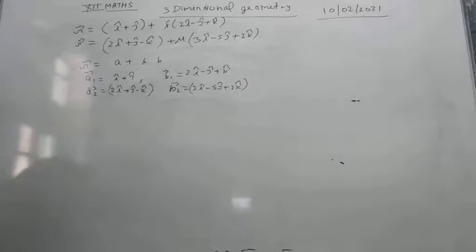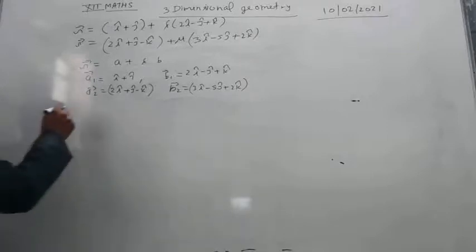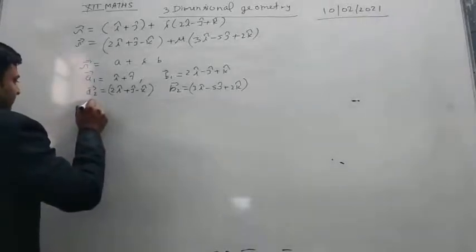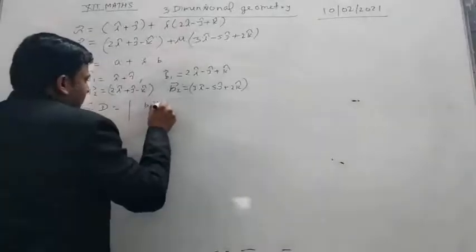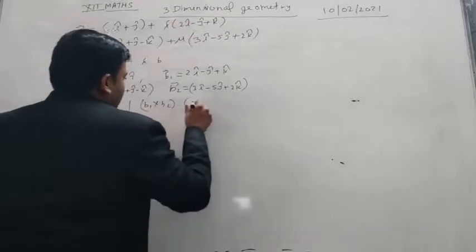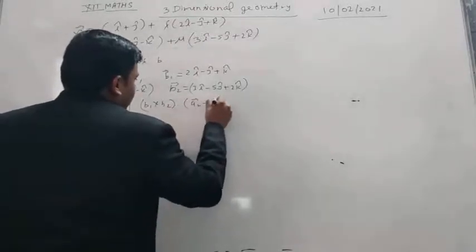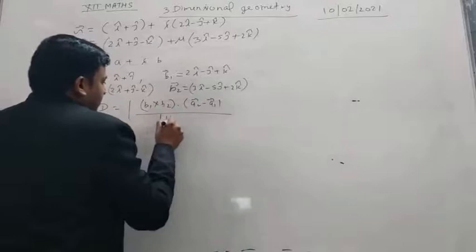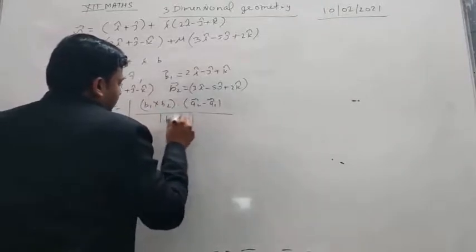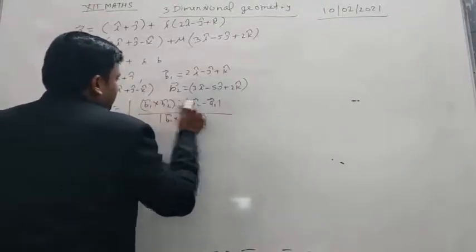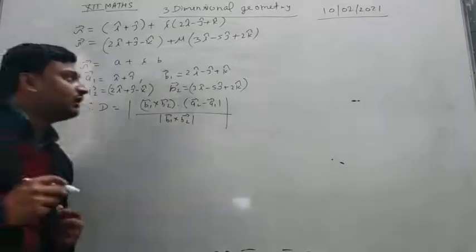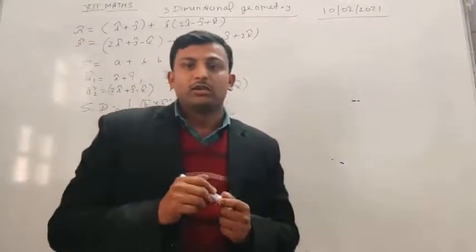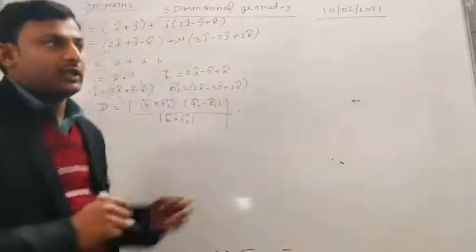Okay, students, so our a1, b1 and a2, b2 are given, and students, we know the formula of shortest distance. Shortest distance is equal to (b1 cross b2) dot (a2 minus a1) by magnitude of (b1 cross b2). Okay, students, so this is the formula of shortest distance, and using this formula we have to find the shortest distance between these two vector equations.